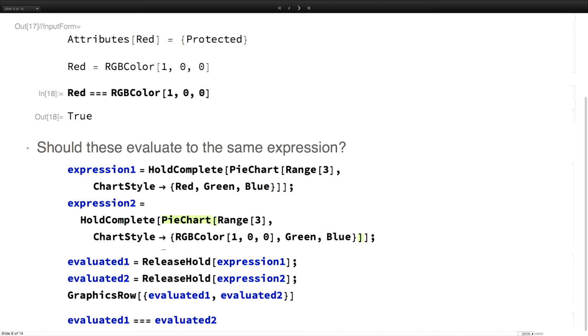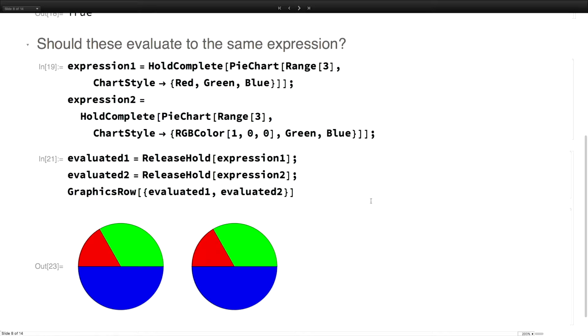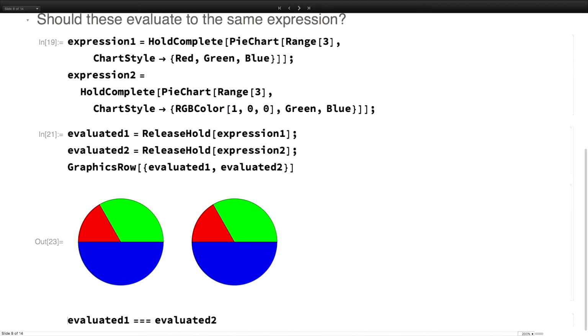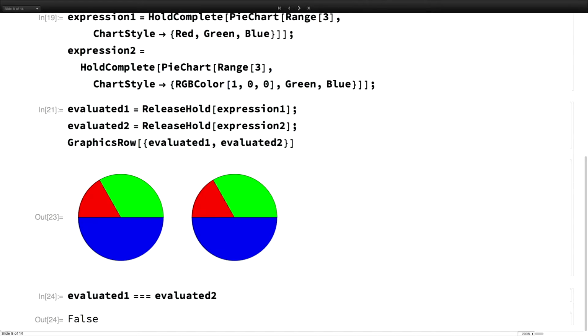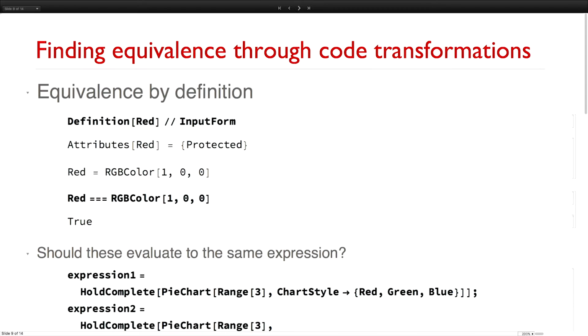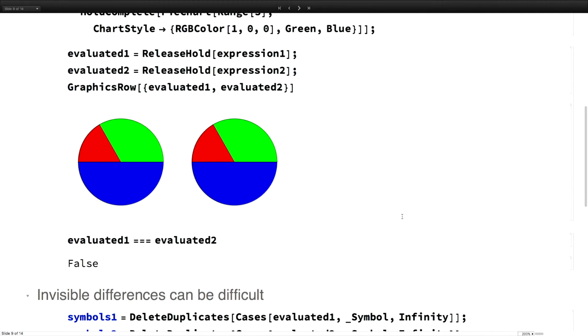So what happens when I evaluate that, do you think? Or when I compare them? What do you think? They're the same thing, right? No, they're not.